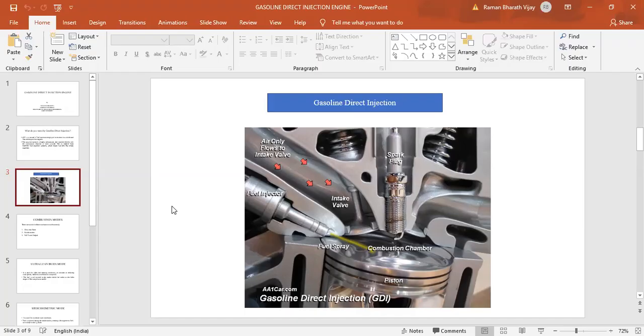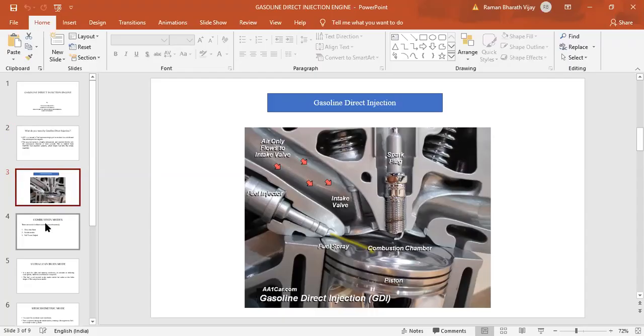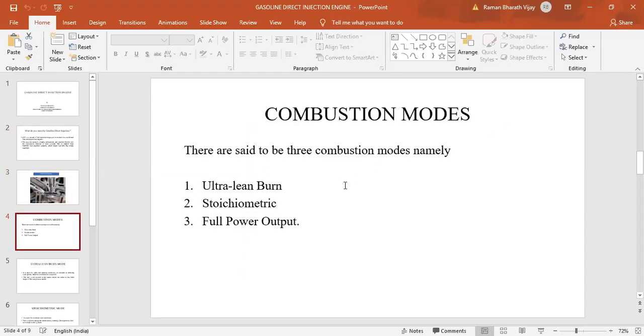Then we should know the combustion modes of GDI. There are three combustion modes. One is the ultra lean burn mode, next is the stoichiometric mode, and third is the full power output mode. We should know these three combustion modes. First, we will study the ultra lean burn mode.